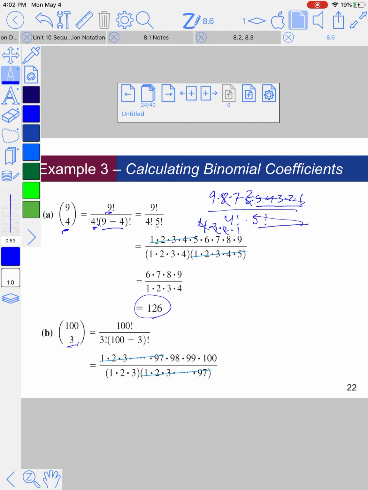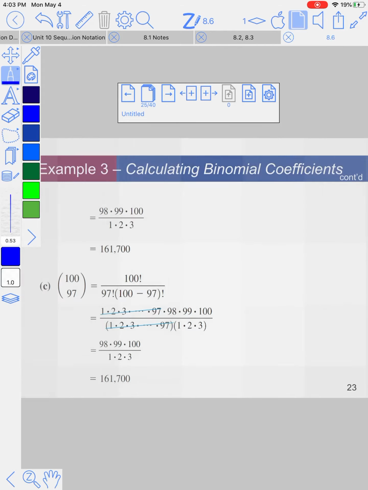You could do 100 choose 3. So again, 100 factorial over 3 factorial times 100 minus 3 factorial. If you think about 100 factorial, it's 100 times 99 times 98 times 97 factorial, because then 97, 96, 95. 100 minus 3 is 97 factorial, so these will simplify. And then 3 factorial is 3 times 2 times 1. 3 goes into 99 33 times. 2 goes into 100 50 times. If you take 50 times 33 times 98, you get 161,700.